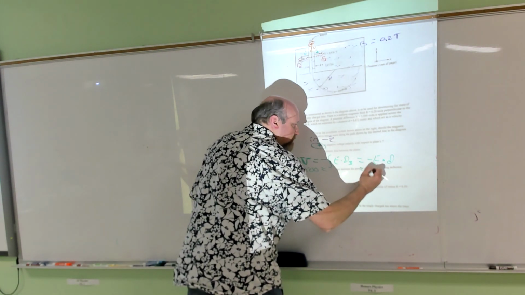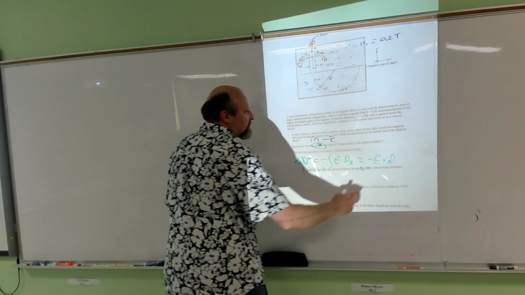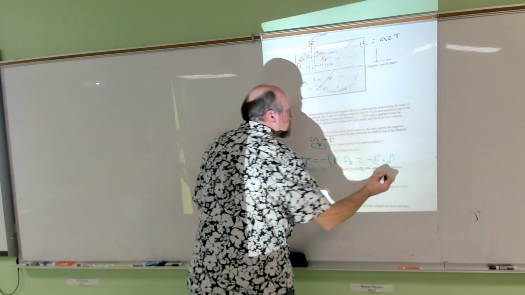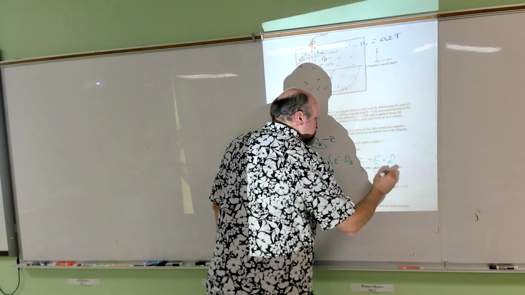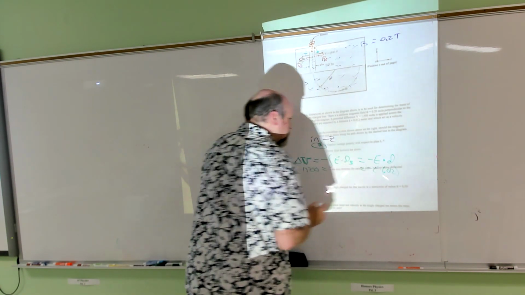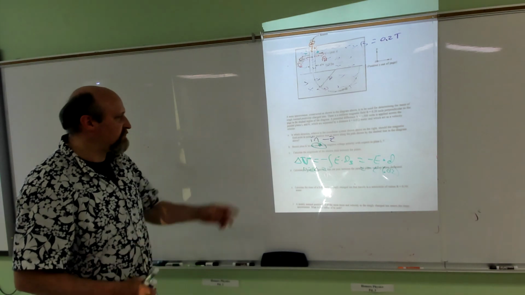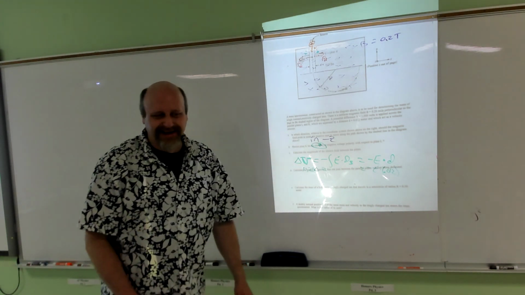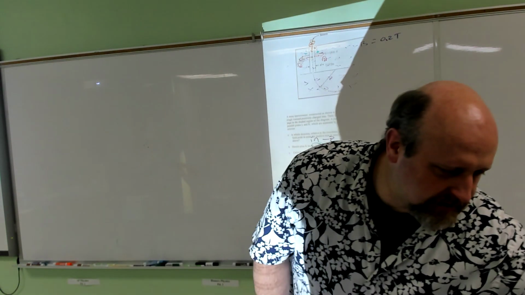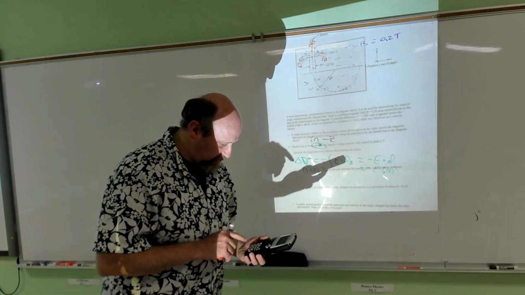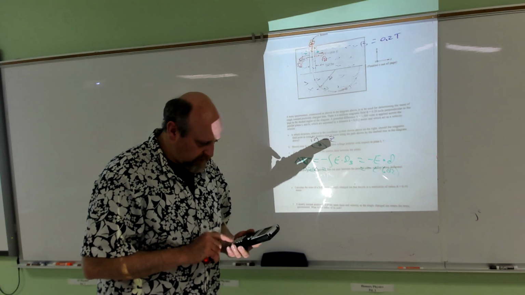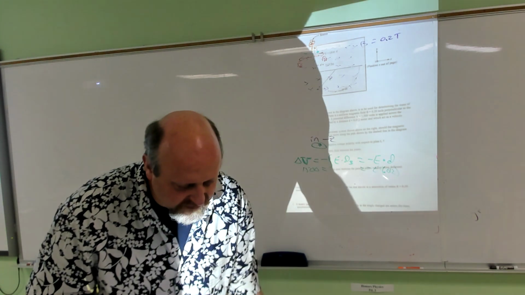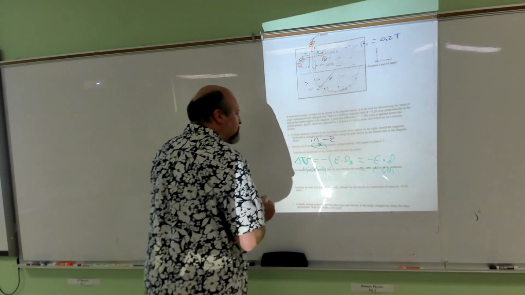And now I know that the E field strength is what I'm trying to find. The D, they told me how far apart they were. They said it was 0.012 meters. And so I can do my calculation here. 1500 divided by 0.012. Can I do that calculation? Probably if I thought really hard. 125,000.